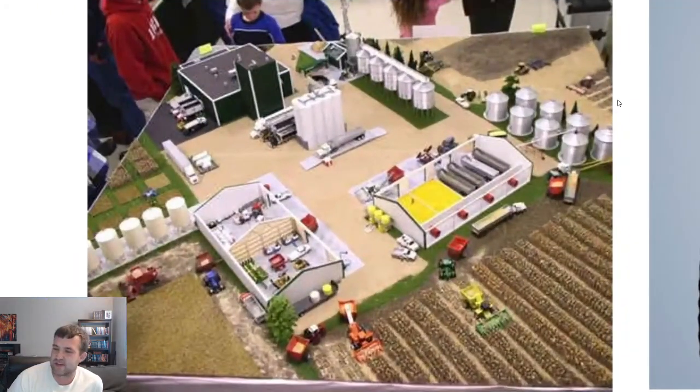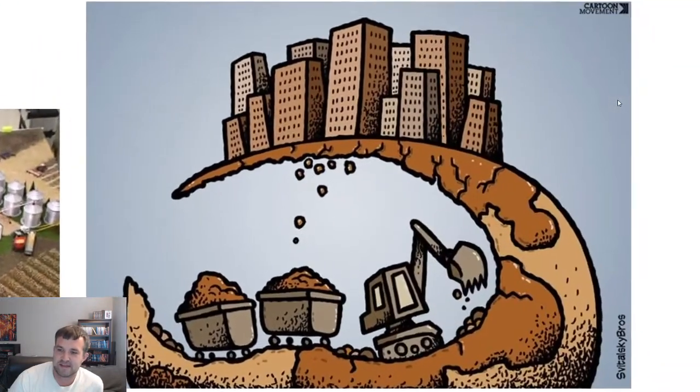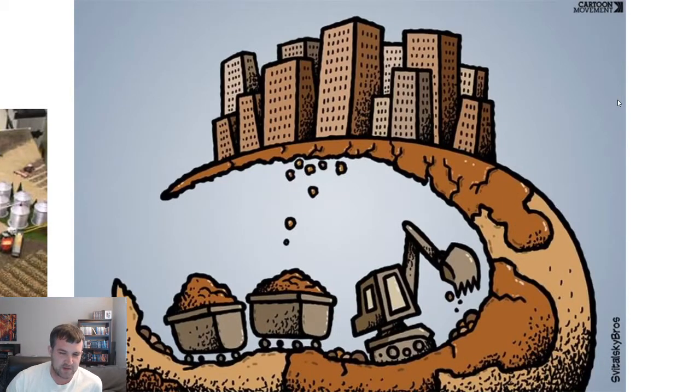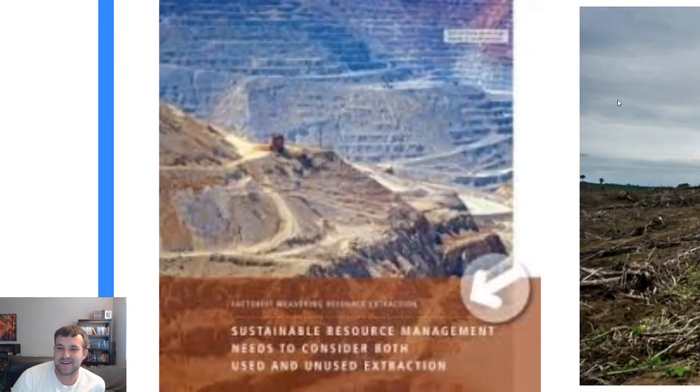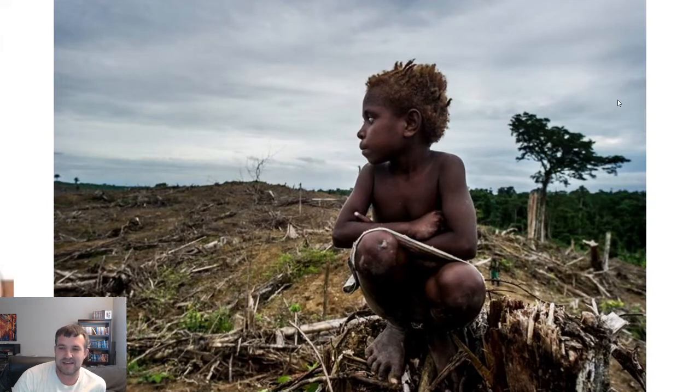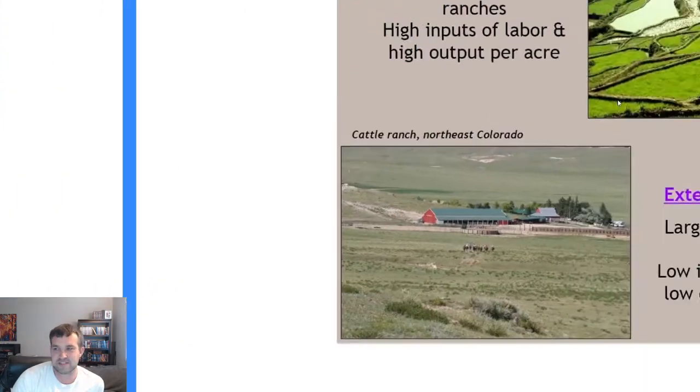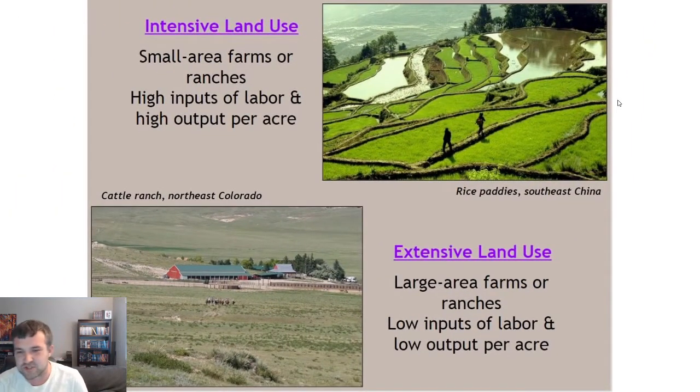Okay, so here's fancy industrialized farming. And now I'm also going to talk about resource extraction from the world. This isn't exactly farming, but this is the part of Human Geo where I'll discuss it. And here they are processing metals and minerals. And here they are just wiping out rainforest. It's pretty rough.